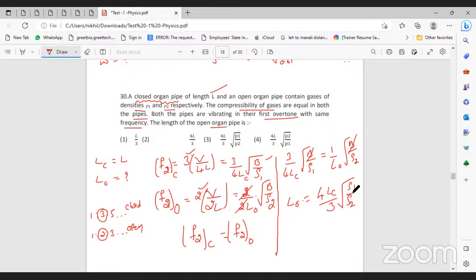So 4 Lc by 3 into root of rho 1 by rho 2, which is there in option 3: 4L by 3 into root of rho 1 divided by rho 2. So this is the length of the open pipe.